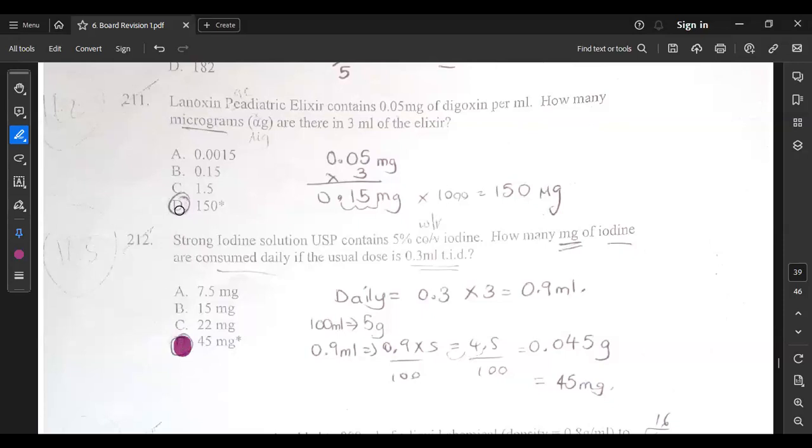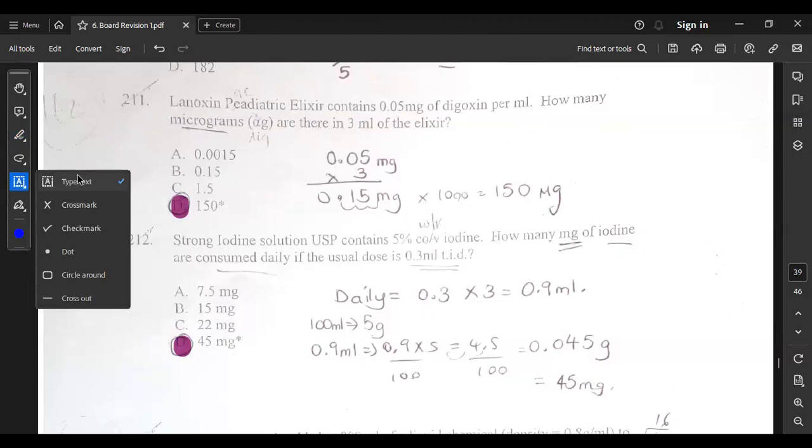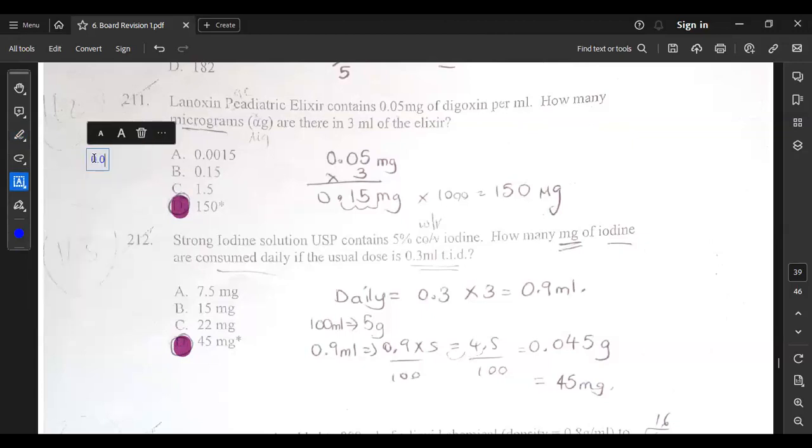So they've said the 0.05 mg is per ml, and they're asking for how much is it in 3 ml. So if 0.05 is in 1 ml, then how much in 3 ml? Then whatever you get, that's in mg. So how much would that be in micrograms? You multiply that by 1,000 and you get 150 micrograms. Okay, thanks.